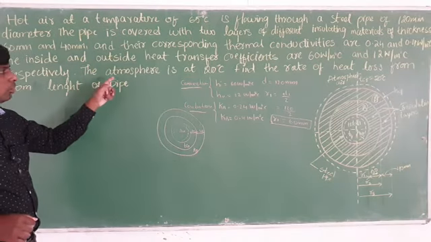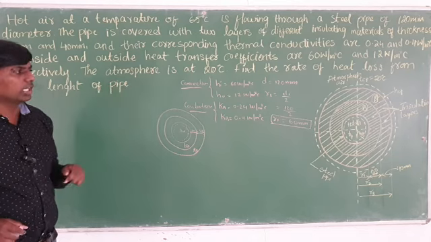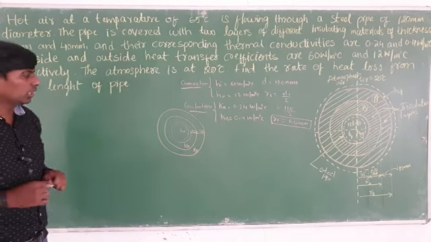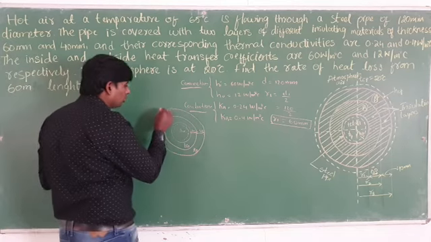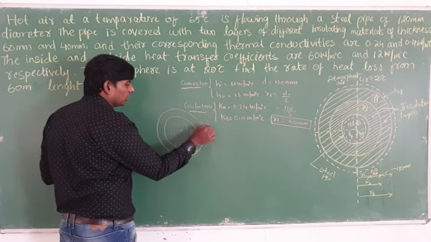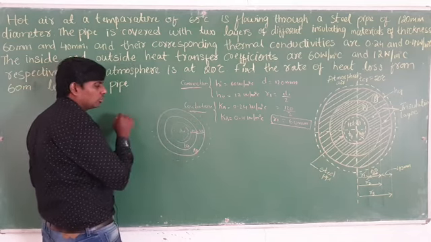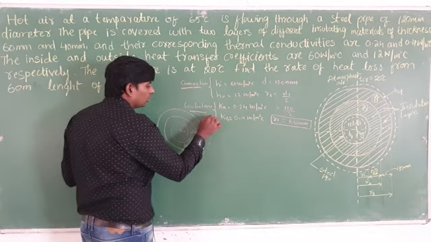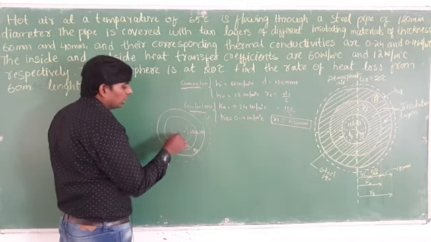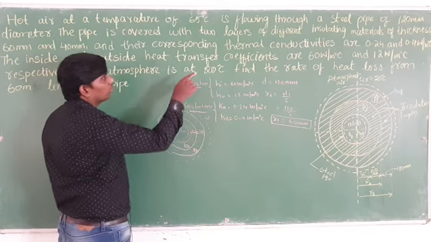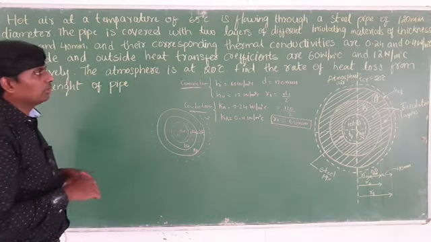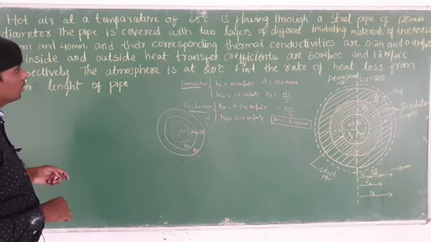Respectively, the atmosphere is at 20 degrees. So atmosphere means this one you have to take. This one is equal to how much? 20 degrees. This one? 20 degrees. The temperature of this one is 20 degrees. Inside air temperature is also given. How much is the inside air temperature?